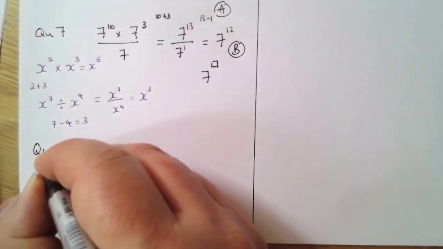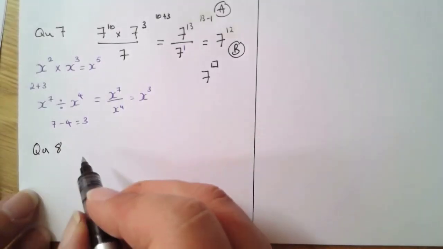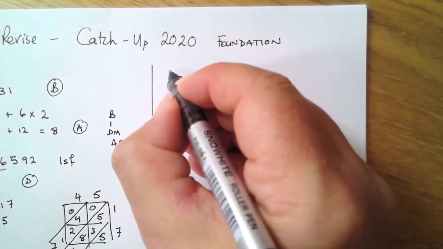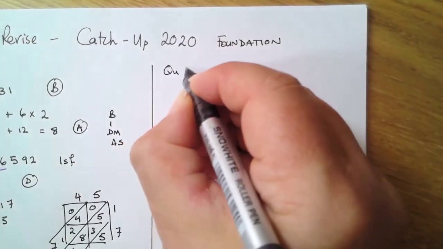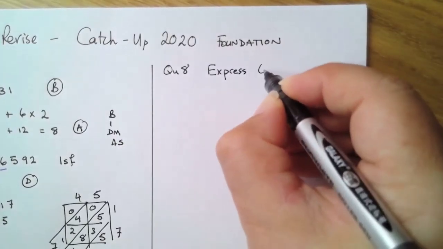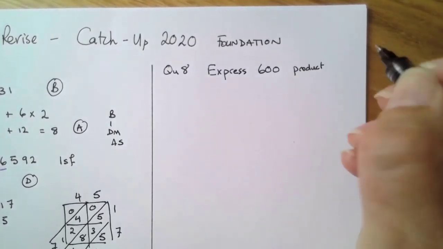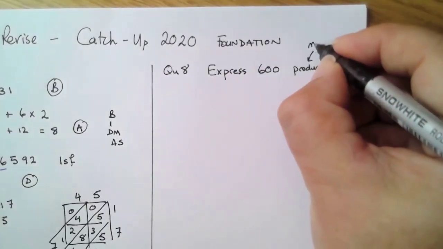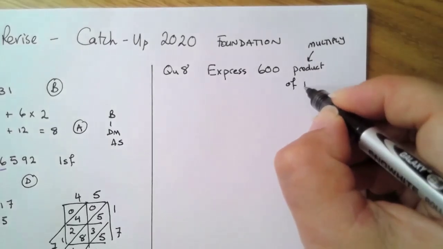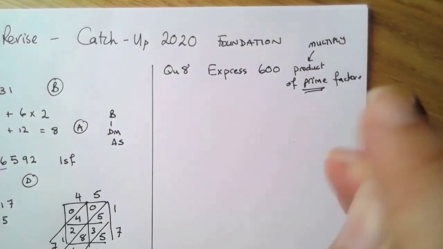Question 8. Oh, I'm not going to have enough space to do this here, so I'm going to go up. So, question 8. Express 600 as a product. Do you remember what product means? Product means multiply. Product of prime factors. So we're looking at prime numbers here.